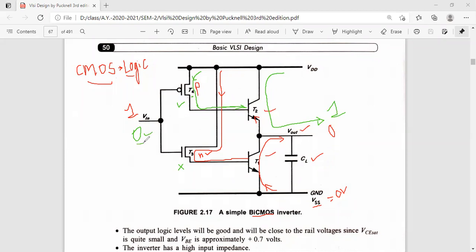So when I give a value of 0, this PMOS transistor is going to be on and this NMOS transistor is going to be off. Since this transistor is on, this VDD is coming in this direction, and this is coming to the base of the transistor T2. So this T2 transistor is going to be on, and the value, that is VDD, is going to come via the transistor T2 to the output side, and we are going to get an output of 1. So that is the simple BiCMOS inverter operation, right?